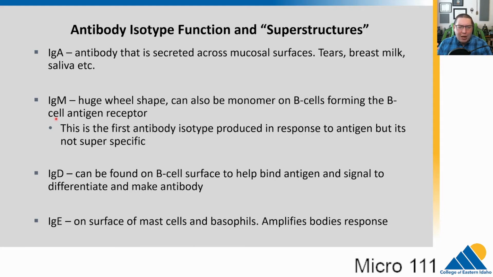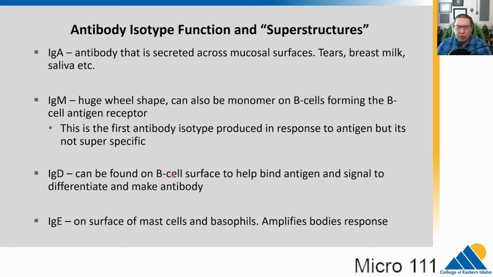IgM is not actually super specific to the antigen that it binds to. It doesn't recognize it super well, but it is the first one that is produced in response to an antigen. So we will see that IgM gets made, but then we switch over to IgG later, which gives us more specificity and better ability to destroy pathogens.